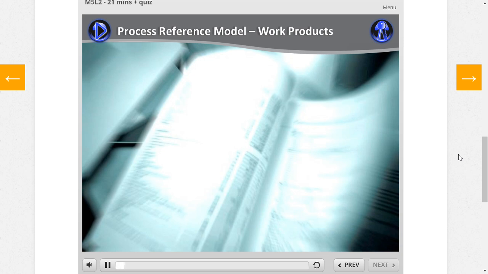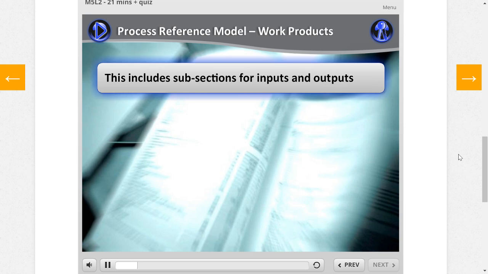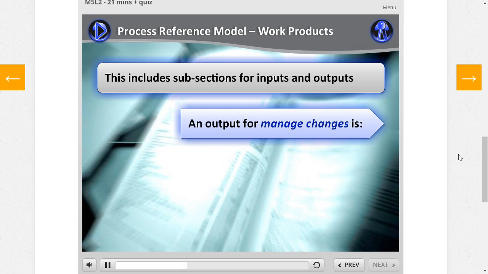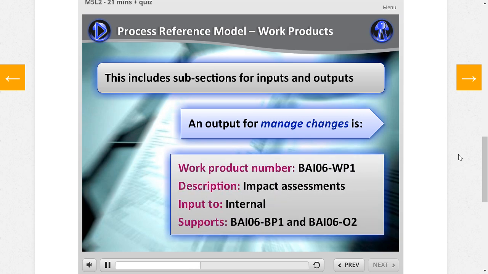The third section of the Process Reference Model is Work Products. This includes subsections for inputs and outputs. Let's take these separately, starting with outputs. The Process Reference Model assigns an identifier to each output and documents where the output goes and what it supports. Let's illustrate that using an output defined for the Manage Changes process. Work Product Number BAI 06 WP1. Description: Impact Assessments. Input to Internal. This work product is used by the Manage Changes process itself. Many process outputs are then input to other processes. In that case, this section would identify the target process and management practice. Supports: BAI 06 BP1 and BAI 06-02. This attribute identifies the base practice and outcome supported by the work product.